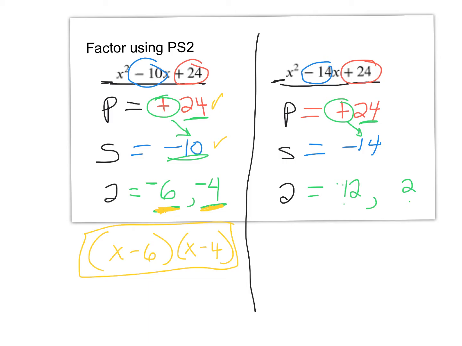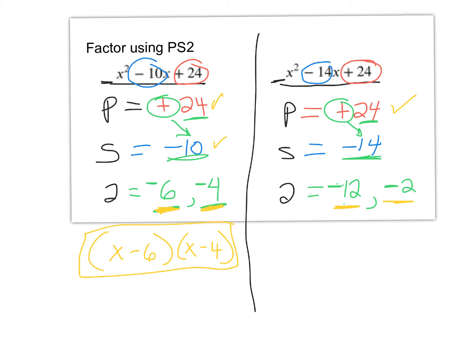Now for our signs. I want negative 14 when I put these two pieces together. So the signs are going to be negative 12 and negative 2. All right, so let's do our double check, make sure we're good. So negative 12 times negative 2 is positive 24.